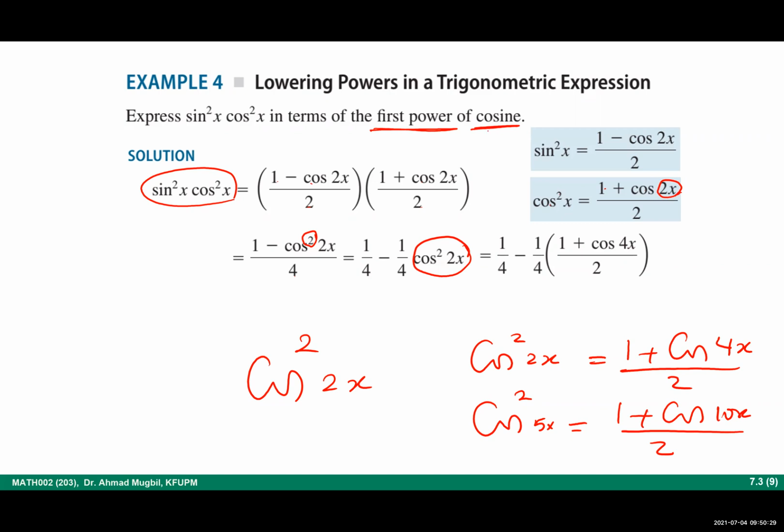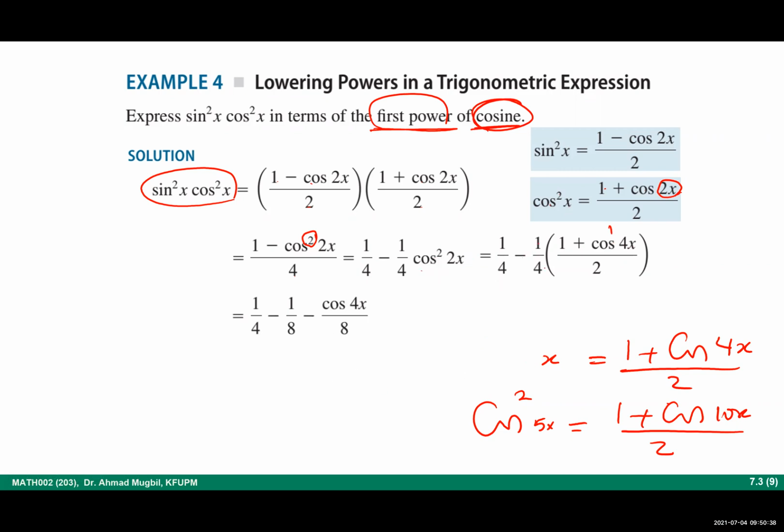Now I have cosine to the first power. That's it, I'm done. Now it is just a matter of algebra. It is a matter of -4 multiplied by a half, it's -8. 4 minus 1 over 8, it is 1 over 8. And here we are. So again, this one is equal to this: 1 over 8 minus 1 over 8 cosine 4x equals sine squared x cosine squared x.